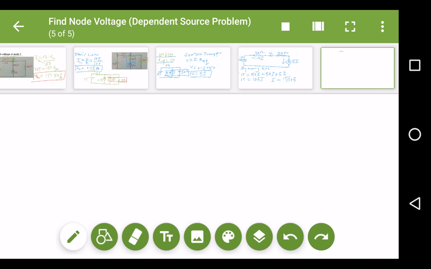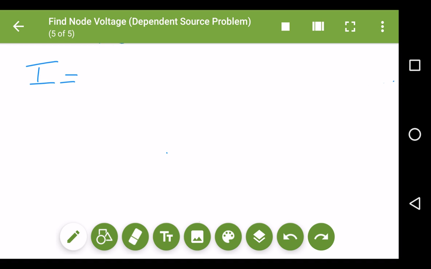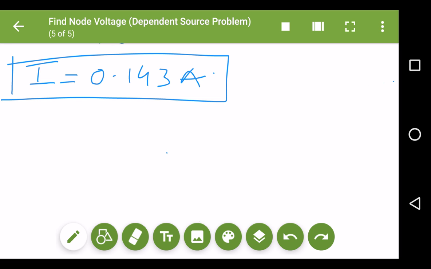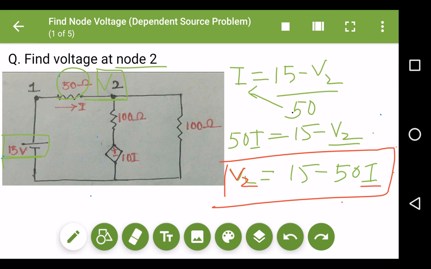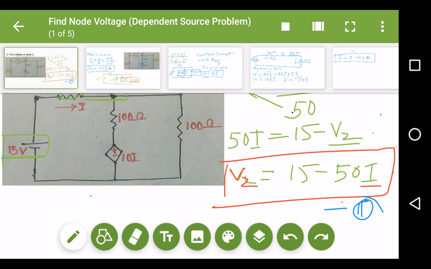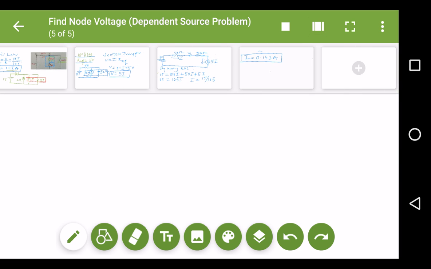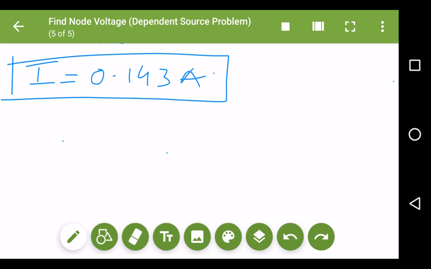So my I comes out to be 0.143 amperes. So this is my I value. So I found my I value. Now I will substitute that value in this equation over here. Let me call this equation 1. So I will substitute the value in equation 1, which is V2 is equal to 15 minus 50I.